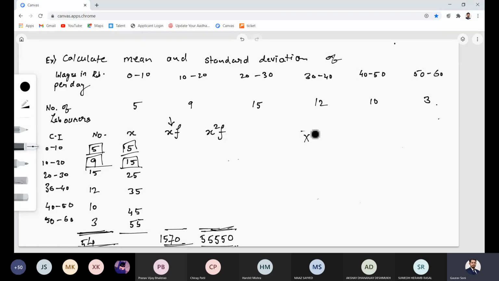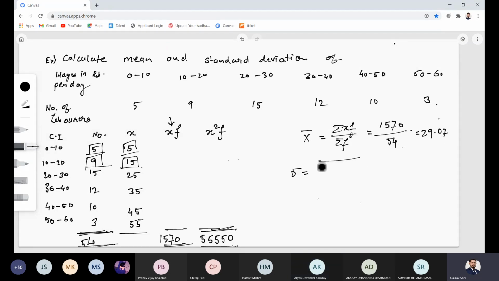So x bar is equal to summation x into f upon summation f. So summation xf is 1570 upon summation f, which is 54. So answer in this case is 29.07.